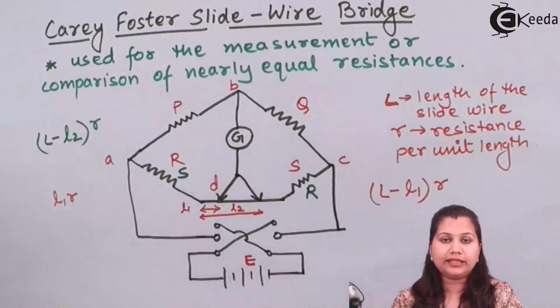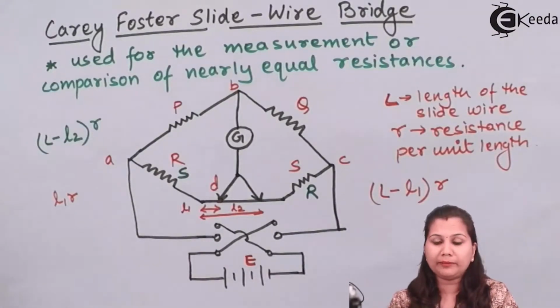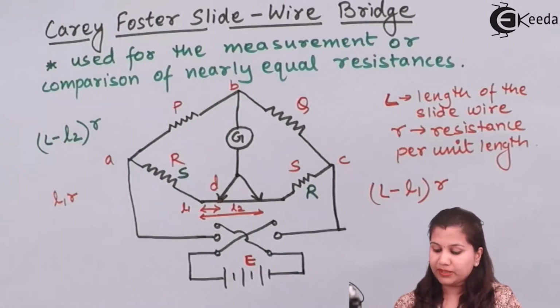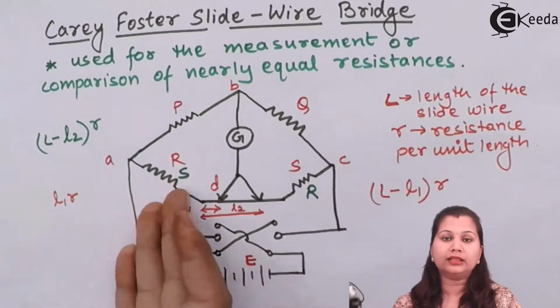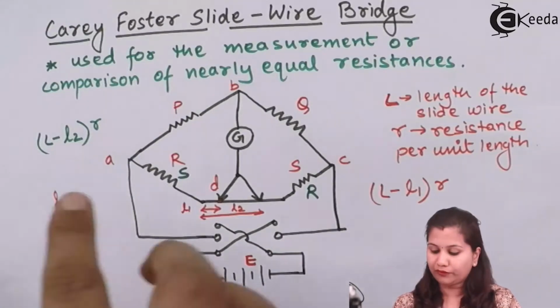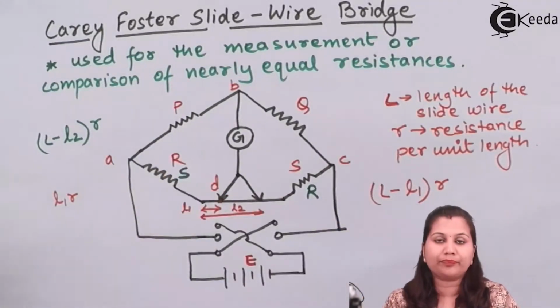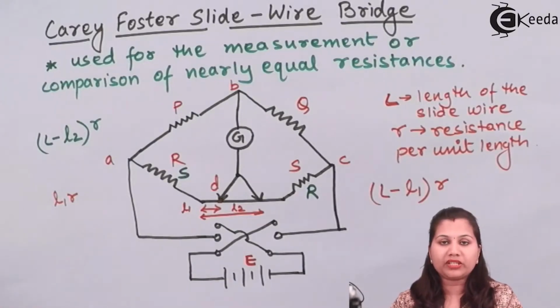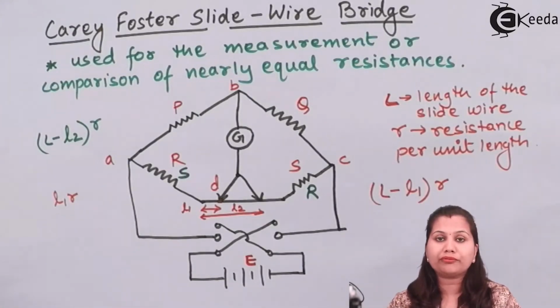We have studied that the Carey-Foster slide wire bridge is used for the comparison of nearly equal resistances. If the standard resistance and R are nearly equal to each other, we can easily find out through the difference the value of this unknown resistance. So in this video, we studied the measurement of medium resistances using the Carey-Foster slide wire bridge. I hope that this topic is clear to you.